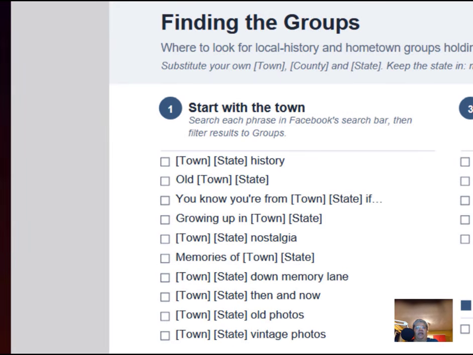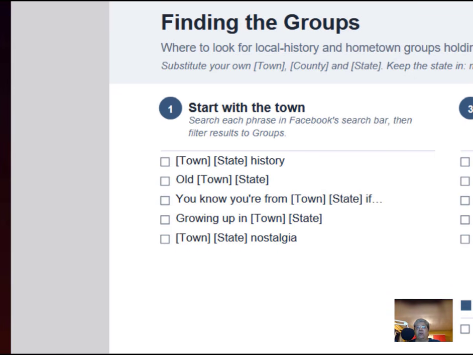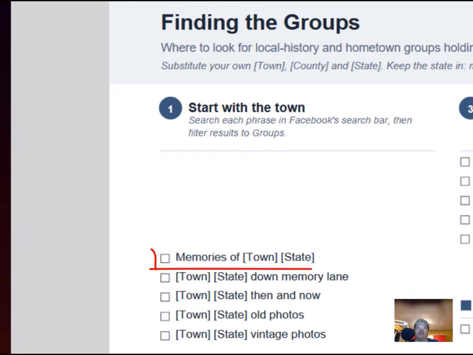Just to be clear, let's take Westfield as the example. It's a small town in Union County, New Jersey. So one by one, I'll search for these terms. Westfield, New Jersey history. Old Westfield, New Jersey. You know you're from Westfield, New Jersey if, yes, literally that is the name of many groups. Growing up in Westfield, New Jersey. Westfield, New Jersey nostalgia. Memories of Westfield, New Jersey. Westfield, New Jersey, down memory lane.